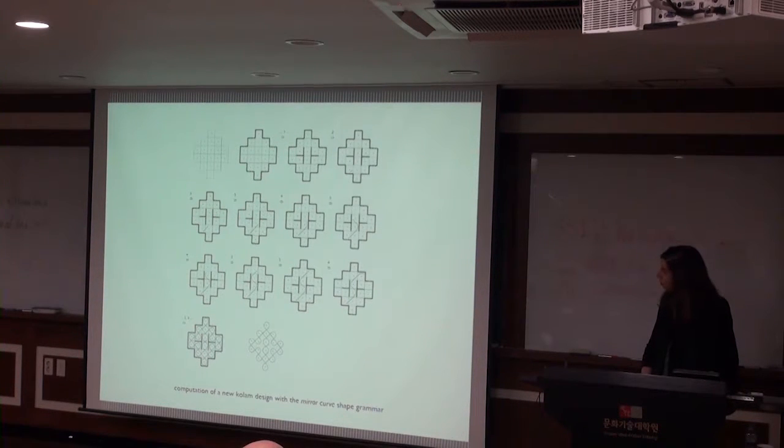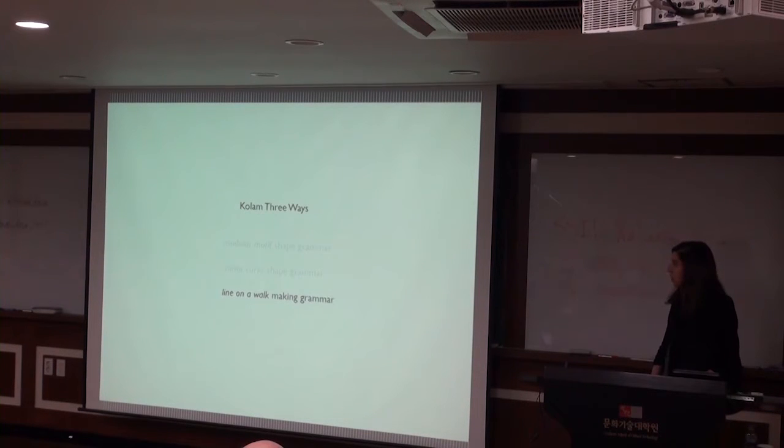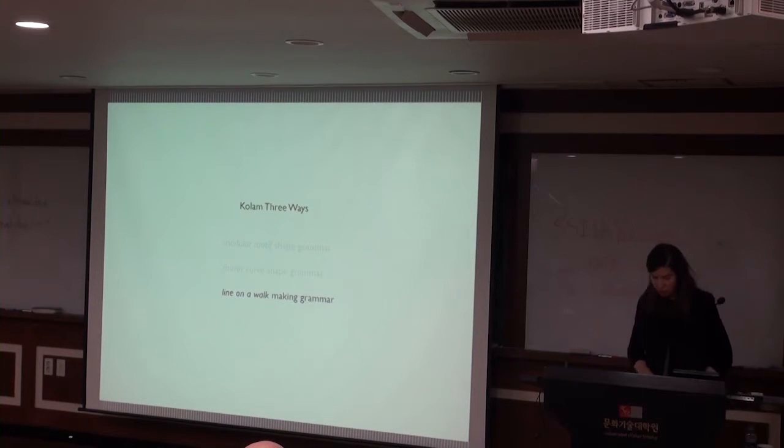The next grammar, a making grammar, begins to address these deficiencies. And this grammar is called A Line on a Walk. Some of you may find this familiar. It's called A Line on a Walk after the artist Paul Klee's well-known characterization of a line as out on a walk, as a point that sets itself in motion. In other words, a line as the trace of movement.